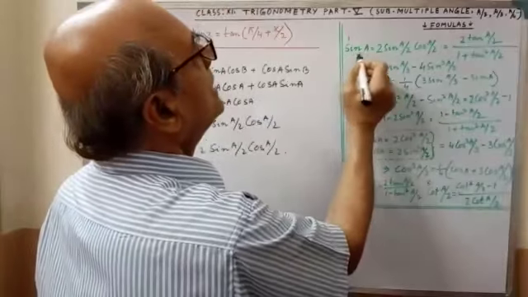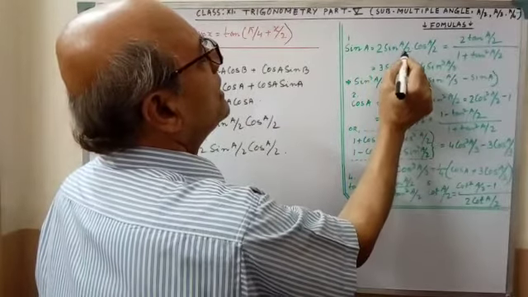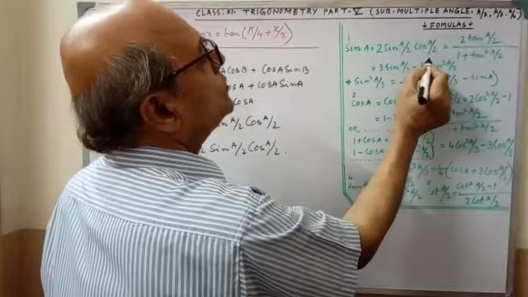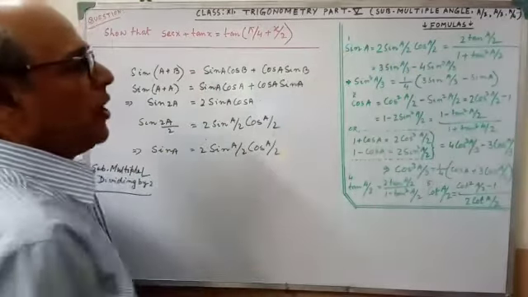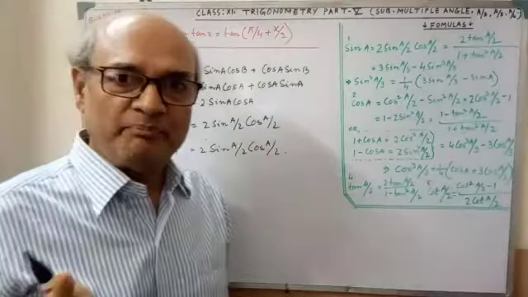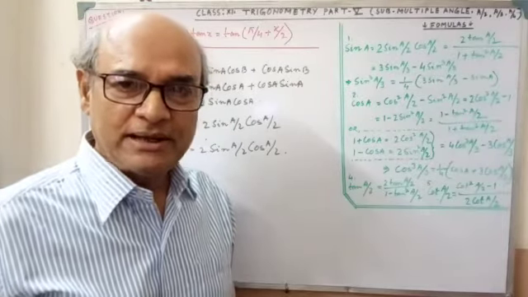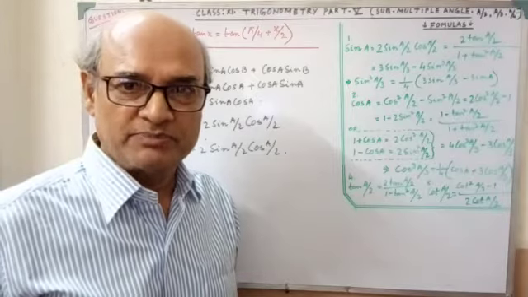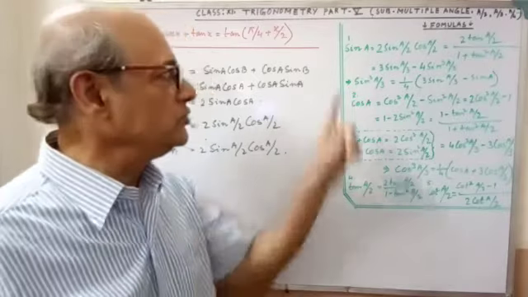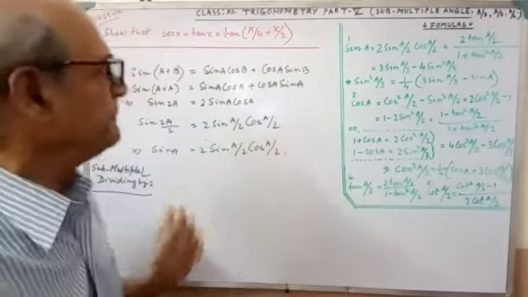See, sin A equals 2 sin A by 2 cos A by 2. How is this coming? This comes from those basic four theorems that you have already learned: sin(A plus B), sin(A minus B), cos(A plus B), cos(A minus B). How this comes from that theorem, see the proof.